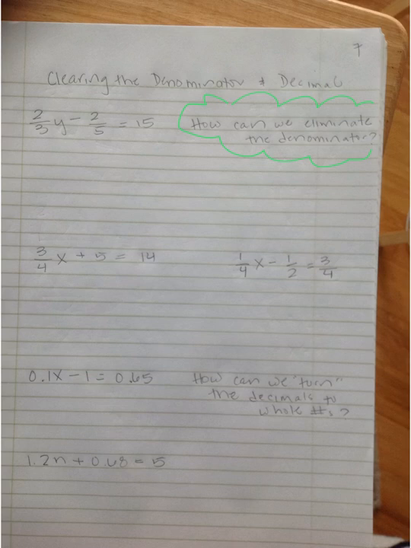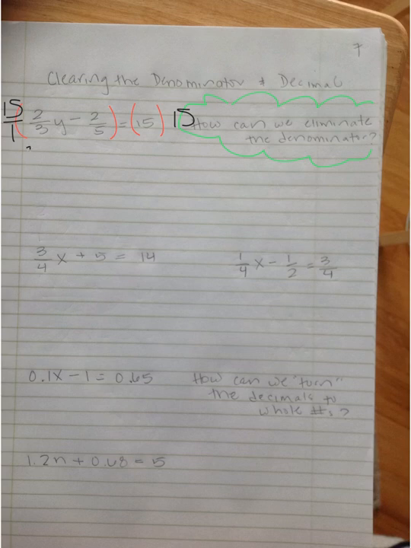Well, one of the things we can do is multiply everything on both sides by the common denominator of 3 and 5, which would be 15. So if we multiplied everything by 15, I'm going to do this the long way just to show you what's actually happening. So, thinking about this as 15 over 1 times 2/3.